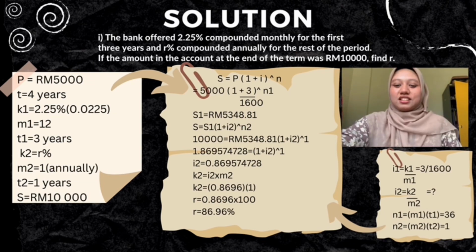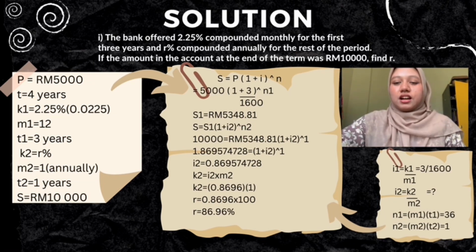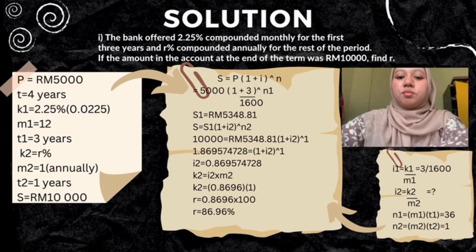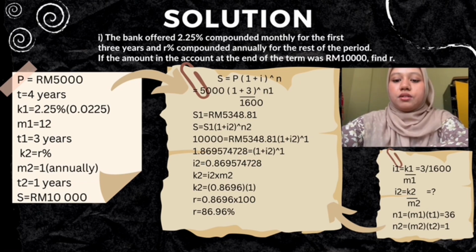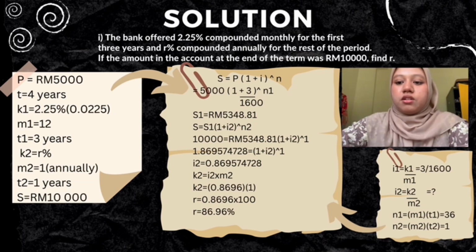So the formula is S1 equal to P(1 + i)^n1. So P equal to 5,000, (1 + 3 per 1,600) to the power of 36. So the S1 will be 5,348.81. So we need to search for the amount in the account at the end of the period.